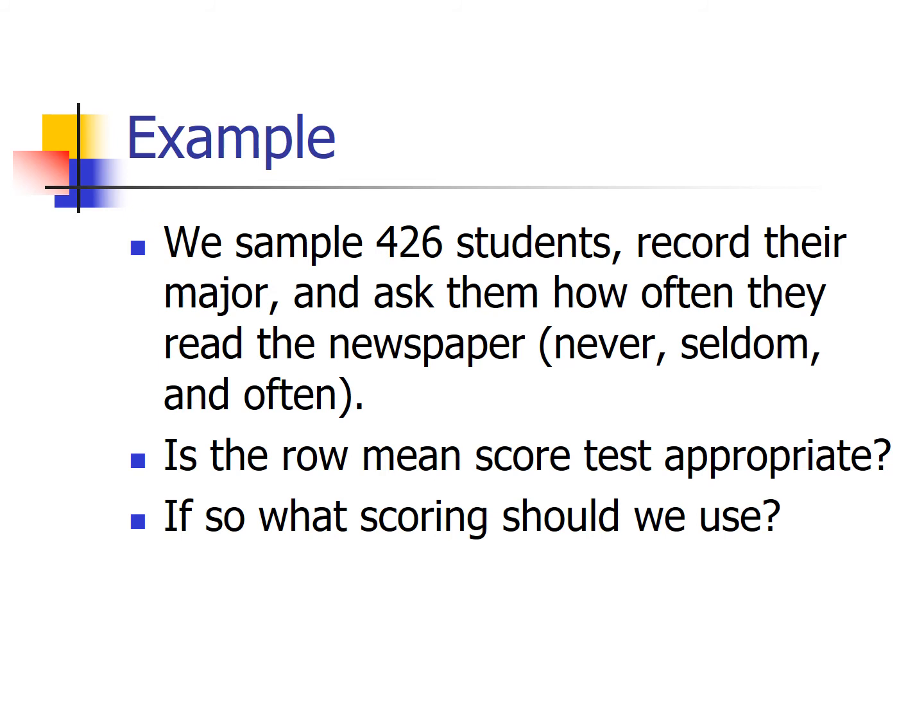So first question, is the row mean score test appropriate? Well, we still would have to check the sample size, which we will in the next couple slides. But it is appropriate, at least in the sense that our explanatory variable is major. I think the options are philosophy, political science, and English. So, right, those are nominal. And our response variable, which is frequency, is ordinal. Seldom is more than never, and often is more than seldom.